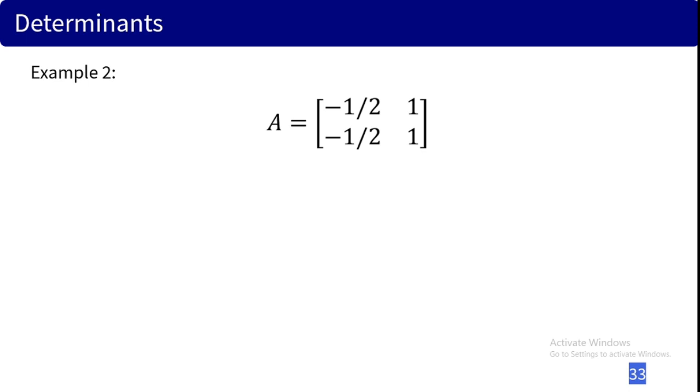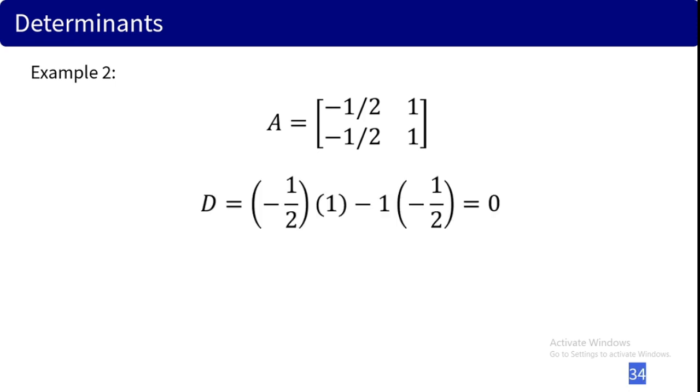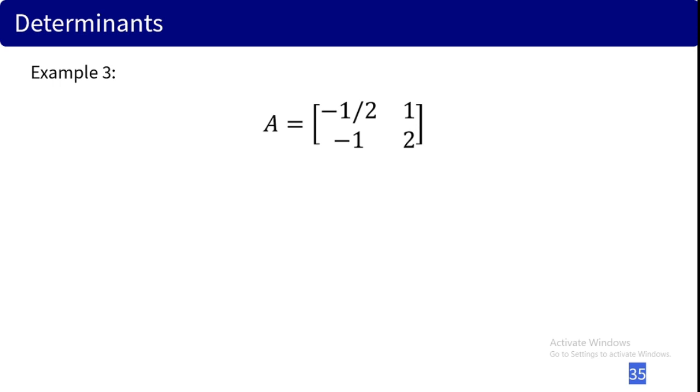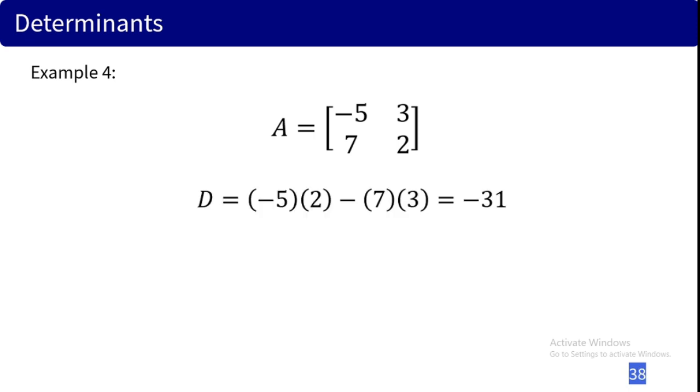Second example, so we have these elements of the matrix A, and -1/2, 1, and by the same procedure we get a determinant of 0. Another example is this matrix A with these elements, and using the same procedure we get a determinant which is 0 as well. And lastly, we have the example of this matrix -5, 3, 7, 2, and using the same procedure we obtain the determinant as -31.